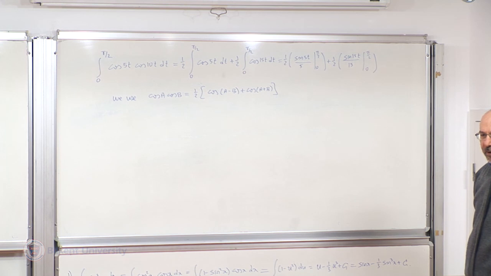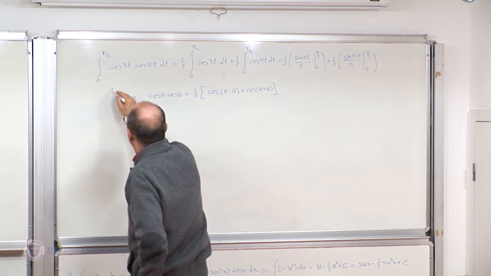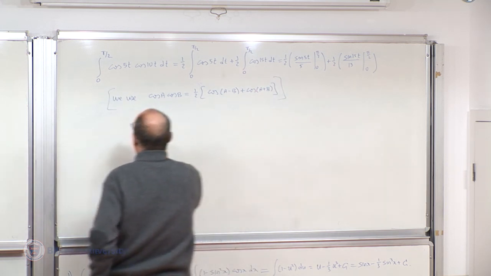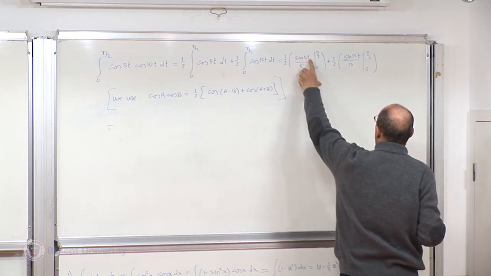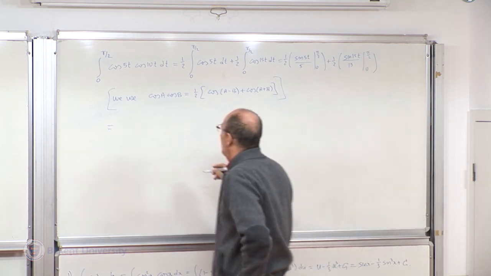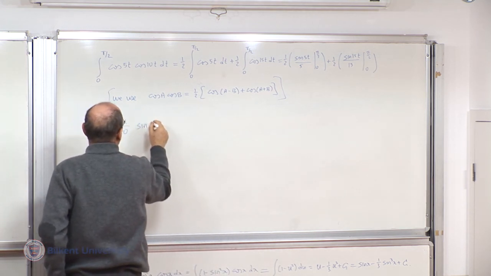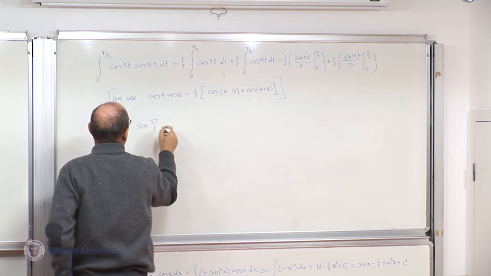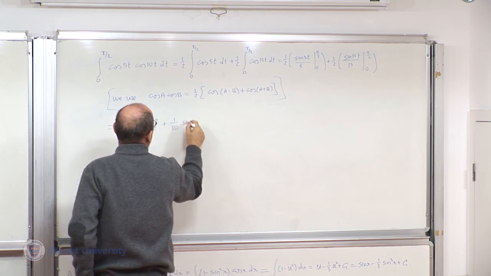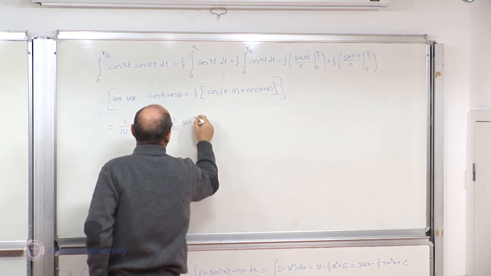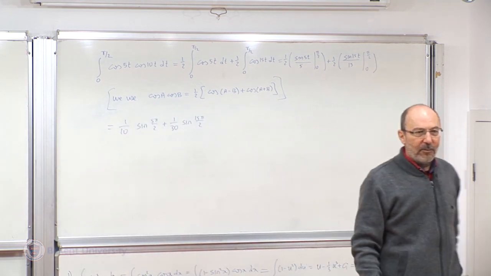Okay, so what are the values now? Let's continue. Now, when I put t equals 0, I will get 0. So I'll take those out. So the first one is 1 over 10 sine 5 pi over 2 plus 1 over 30 sine 15 pi over 2. Okay, so what are those numbers?